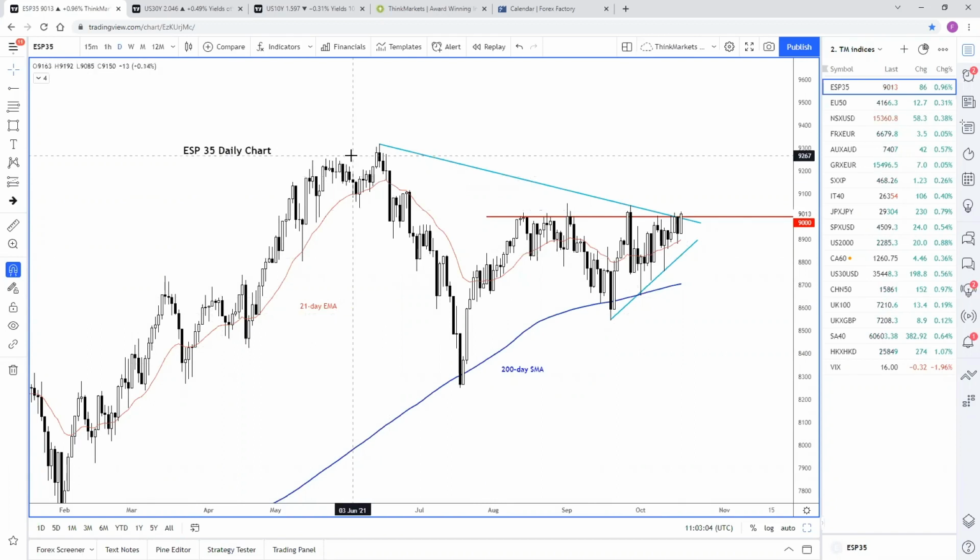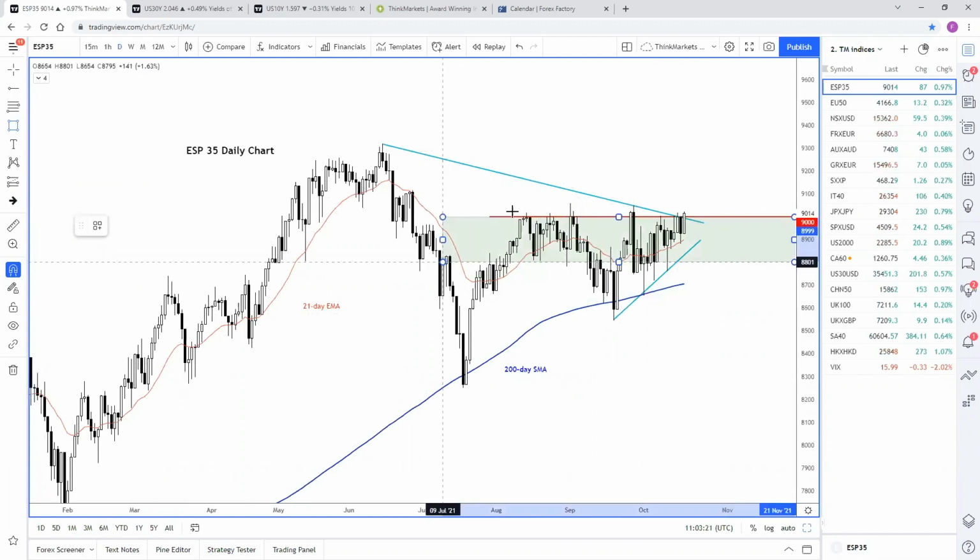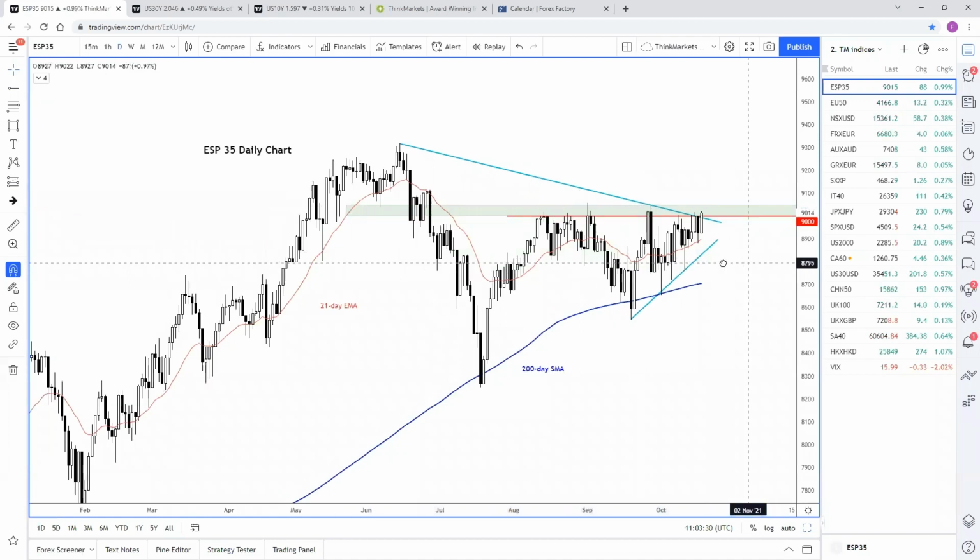And along with the global indices, it looks like the Spanish index is going to join the rally because it has broken out. Any followers we have here who trade European stocks or indices, maybe this is another market you want to keep an eye on or trade, because it looks like the market has broken out.